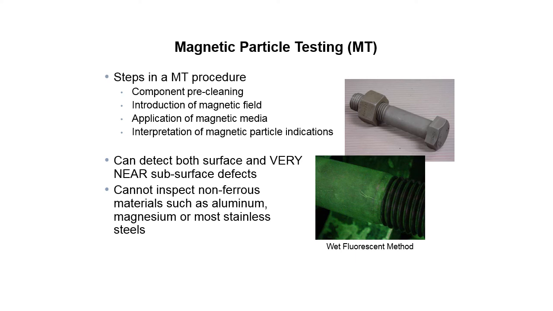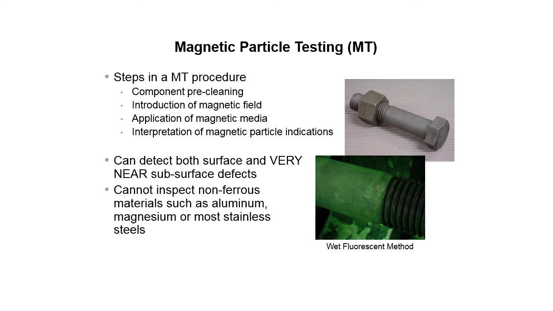Magnetic particle testing. Steps in an MT procedure. Component pre-cleaning, introduction of magnetic field, application of magnetic media. This is the iron powder with a color, a paint attached to it, and then interpretation of the magnetic particle indications.